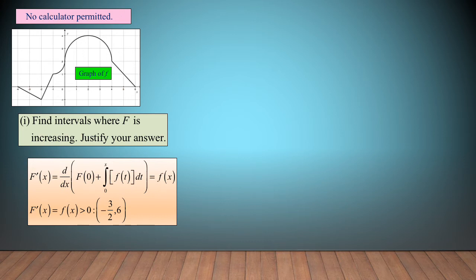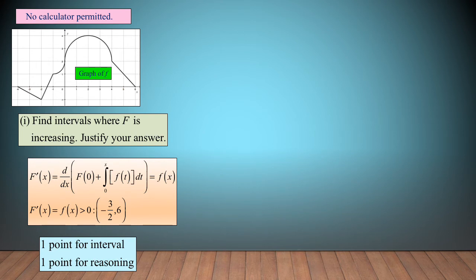And you have to remember that you are looking at little f of x. So we're interested in where little f of x is greater than 0, and that is on the interval -3/2 to 6. So in terms of grading, 1 point for the interval. It makes no difference whether parentheses are used or brackets are used. And 1 point for the reasoning.